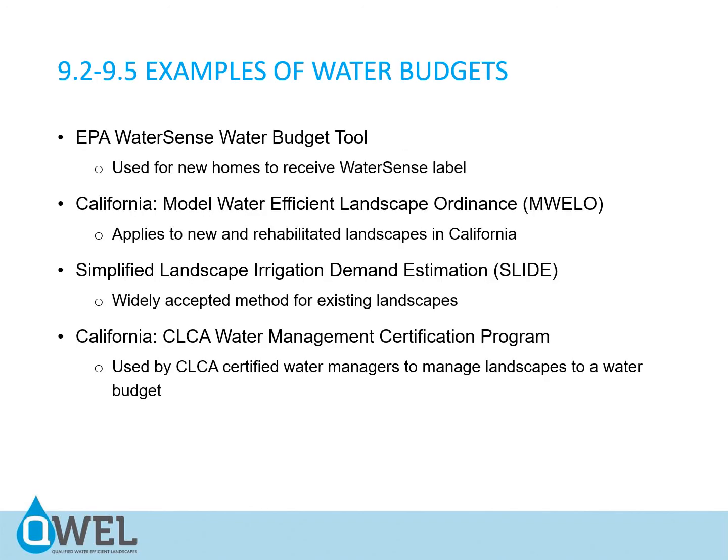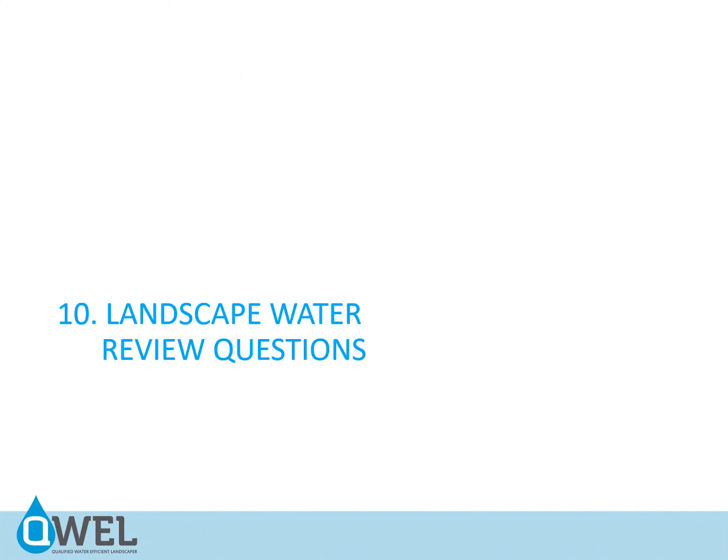9.2 to 9.5 Examples of water budgets. The EPA WaterSense water budget tool is used for new homes to receive the WaterSense label. In California, we have the Model Water Efficient Landscape Ordinance, or MWELO, and that applies to new and rehabilitated landscapes in California. There's a Simplified Landscape Irrigation Demand Estimation, or SLIDE, which is a widely accepted method for existing landscapes. And in California, we have the CLCA Water Management Certification Program. It's used by the CLCA certified water managers to manage landscapes to a water budget.